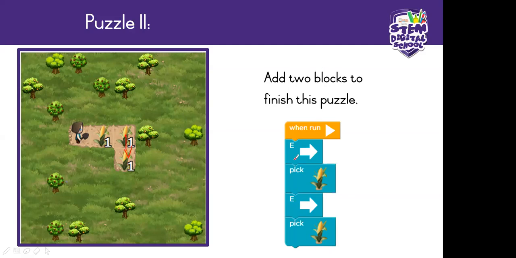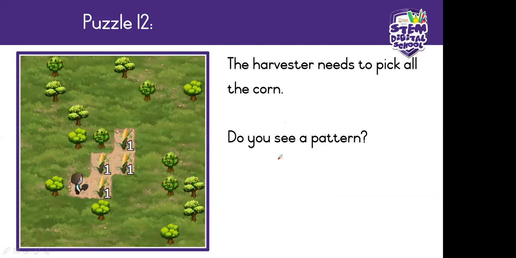So you see that this code is right, but we needed to turn south here and to pick another block. Right, let's see what puzzle 12 looks like. Puzzle 12, the harvester needs to pick all the corn. Now see in this puzzle if you can find a pattern. Remember, when we find a pattern, then we can use a repeat block. So let's quickly ask someone to tell me what our first 2 moves will be.